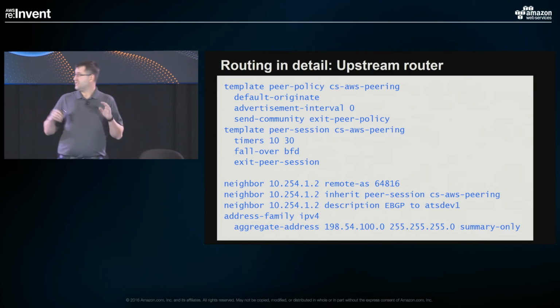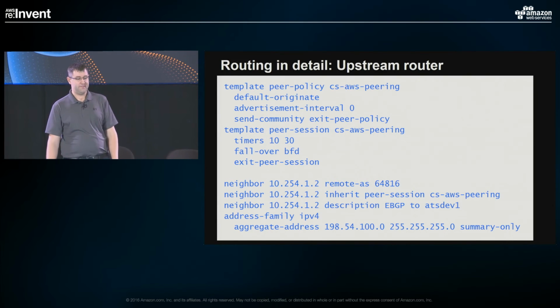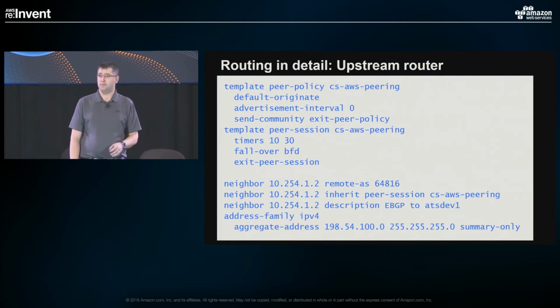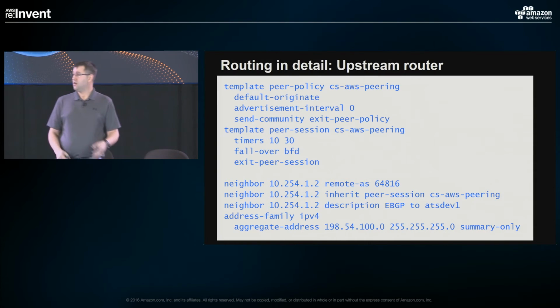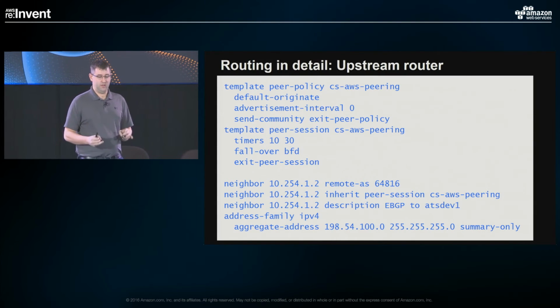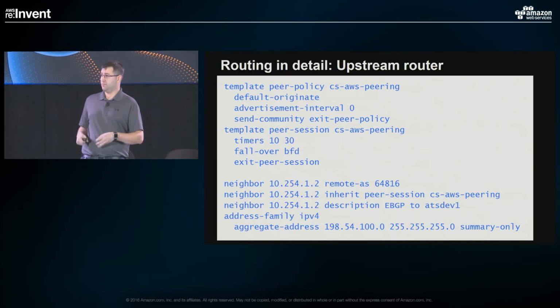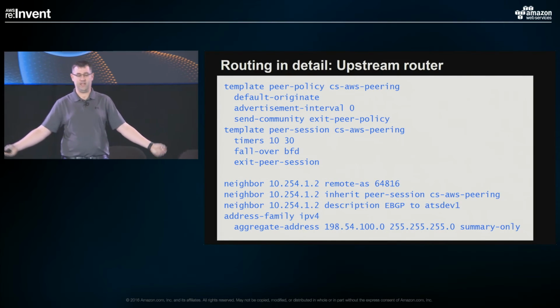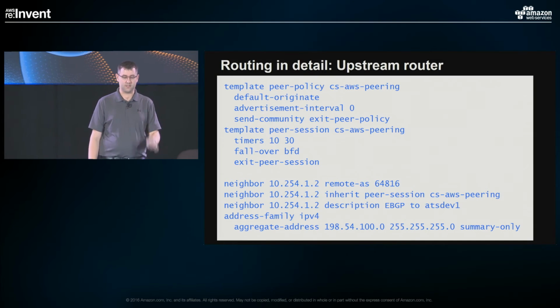So this is some of our routing config. You can see we use peer templates. Peer templates allow us to prevent any duplication, having to worry about changing a value in multiple places. So we make sure we have a consistent view and configuration between all of our peers. We have a lot of peers into AWS, so it's important to make sure this works.